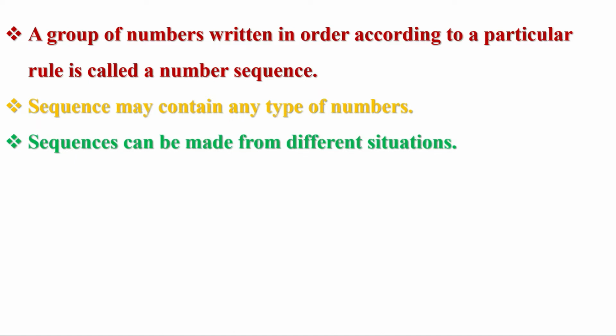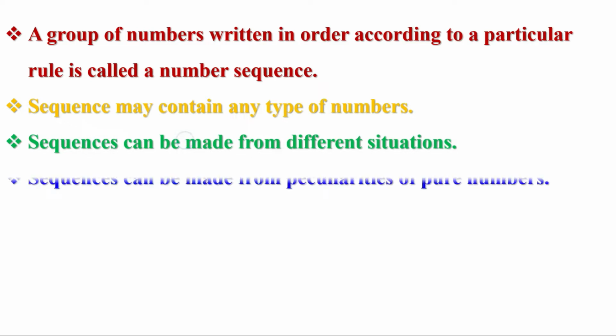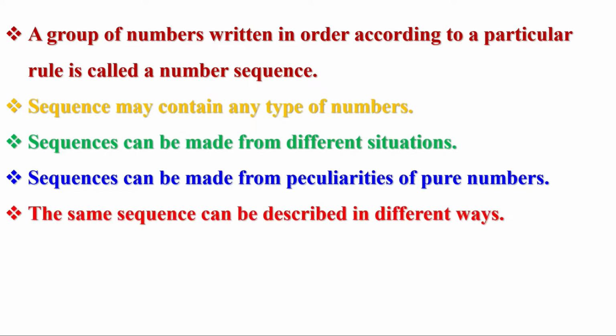Then we have seen that sequences can be made from different situations. We have made sequences from geometry, physics, and so on. Also, we have seen that sequences can be made from peculiarities of pure numbers, such as sequence of prime numbers. And lastly, we have seen that the same sequence can be described in different ways.